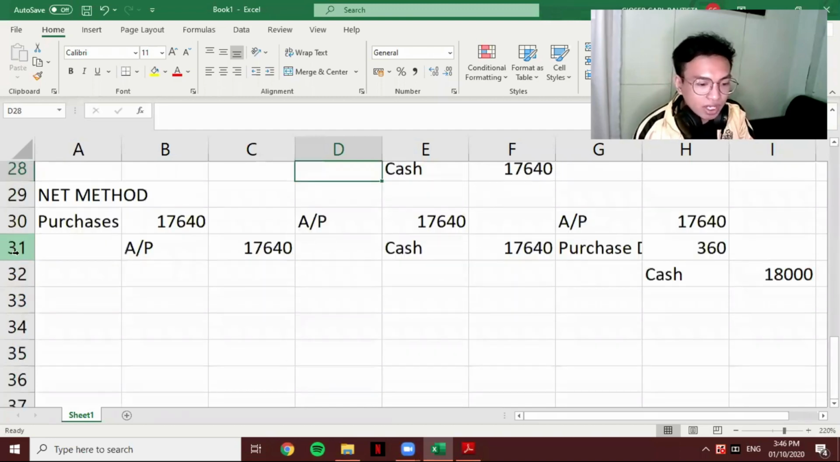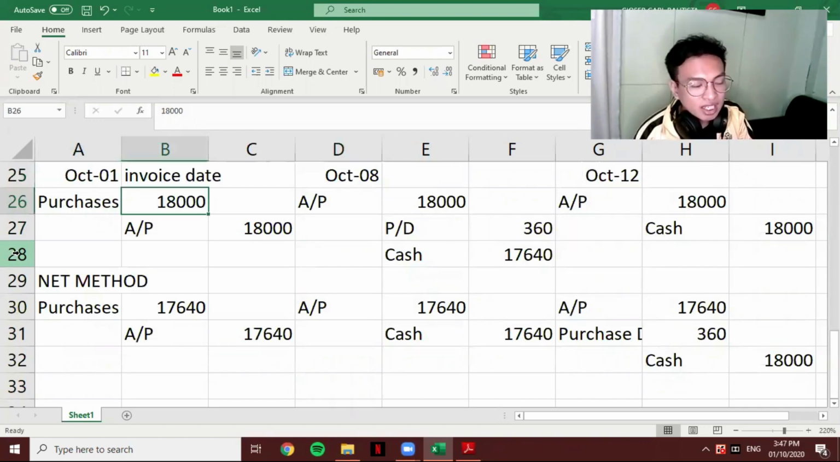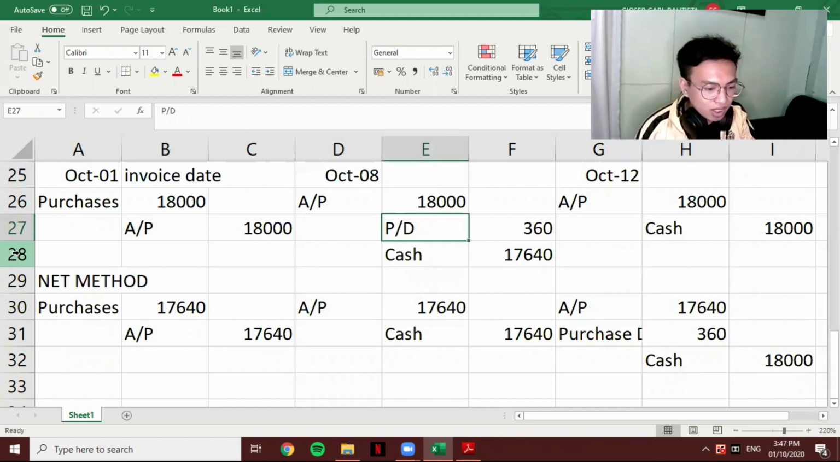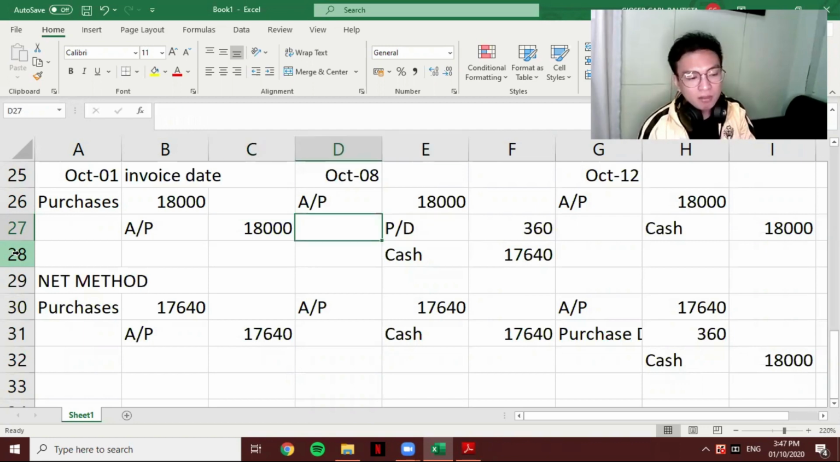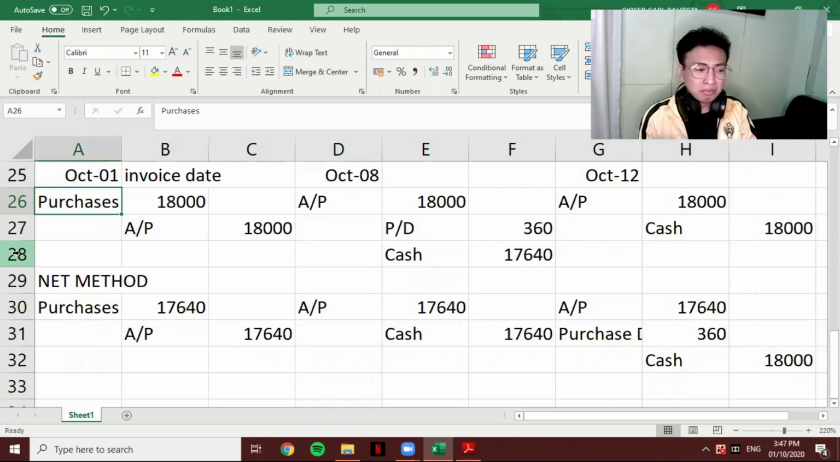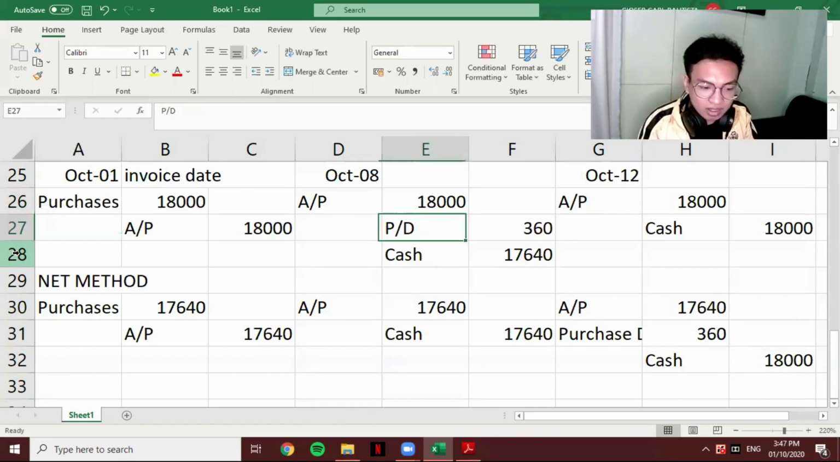Here, sir, ano yung ginamit nating system of inventory? Since we make use of purchase, ano pong ginamit? Of course, periodic system of inventory. Para makita nyo ulit yung purchase. And you have purchase discount. Because if we use merchandise inventory, lahat to pupunta kay merchandise inventory. Even the purchase discount will go to your merchandise inventory.